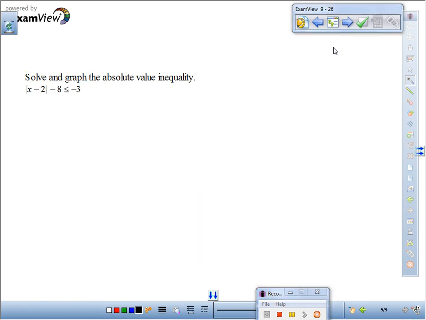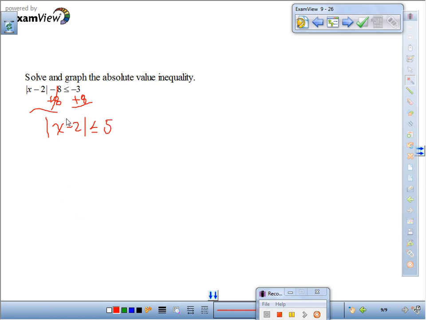Number 9. It says, solve and graph the absolute value inequality. So here we go. Let's look at it. Is there anything outside the absolute value? Yes, it's being subtracted by 8. So what is the inverse? Add 8 to each side. We're left with absolute value of x minus 2 less than or equal to 5.